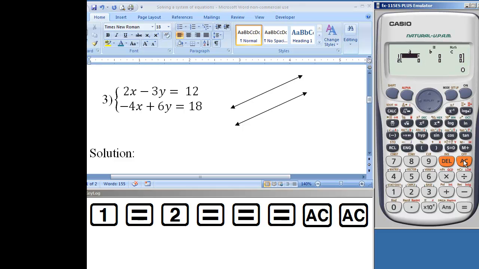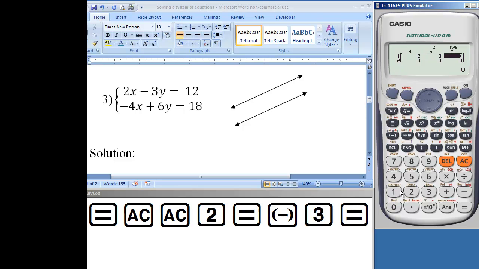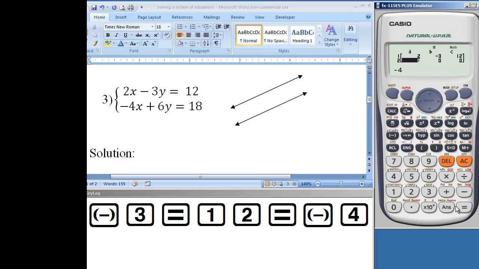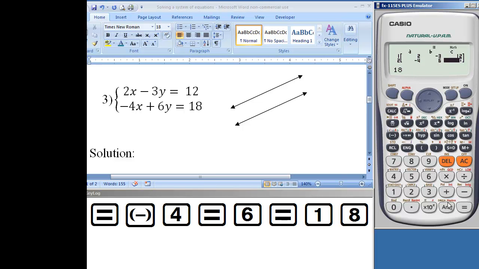So let's see what happens here. Our system is in the correct form, so let's enter in our coefficients and our constants. So 2, -3, and 12, and then -4, 6, and 18, and we get no solution.